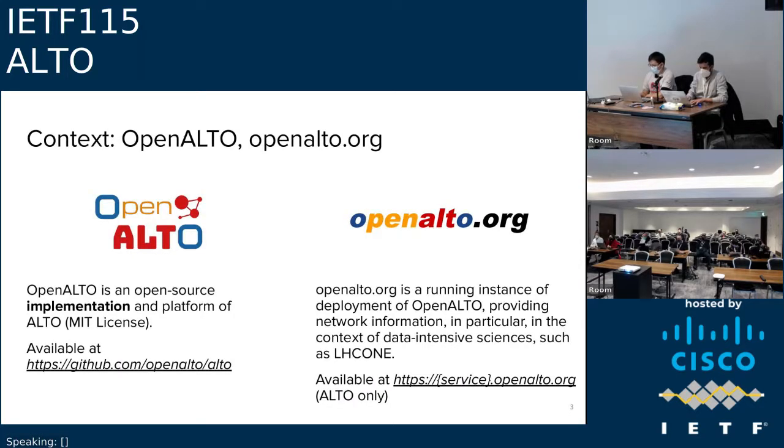So the context is two things. One is OpenALTO, the source code base that's been developed as part of the OpenALTO project. It's an open source implementation and platform with an MIT license. It's available on GitHub. The other development is the openalto.org domain. It's a running instance of a deployment of OpenALTO, providing network information in the context of science networks, like I mentioned, such as LHCONE, LHCOPN, CERN, ESnet, and NRP, and so on. We'll talk about these deployments in this conversation. And yeah, it's available under this domain. Next.